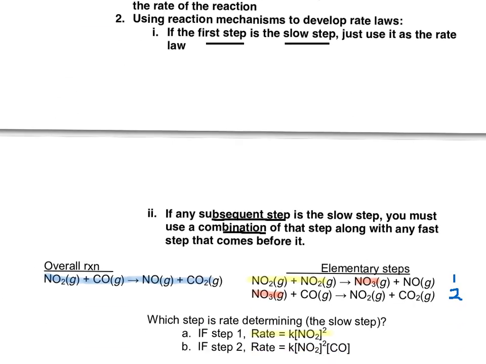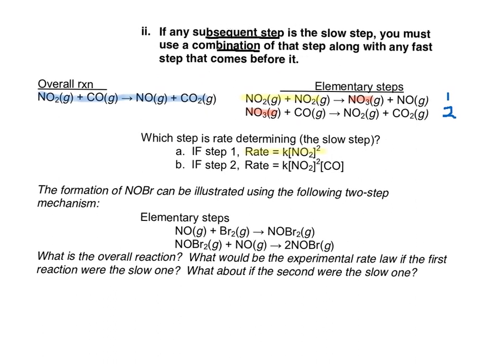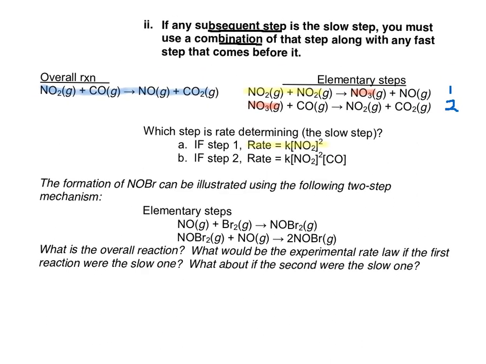But if your second step is your slow step, then it gets a little more complicated. If your second step is your slow step, then it's going to depend on the second step. And notice I'm just using the reactants. Products are never part of rate laws, it's always reactants. So I use my second step, and I have to use my first step. And so I get this rate law right here. Notice that my intermediate is not a part of the rate law.